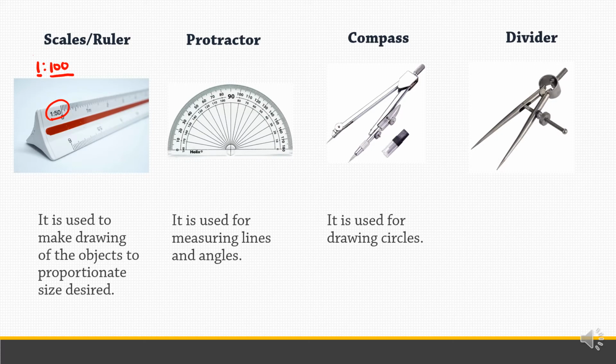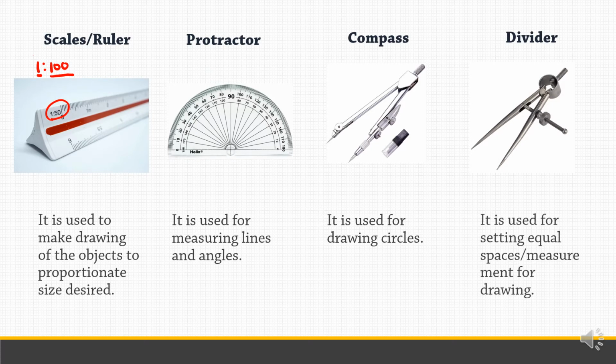Then the divider. The divider has no lead or pen. It is only used to set equal spaces, or say you want to measure, you can use the divider because once you have taken the measurement you want, it is locked here, so it is fixed. So you can transfer it to wherever you want to set another measurement in your drawing.